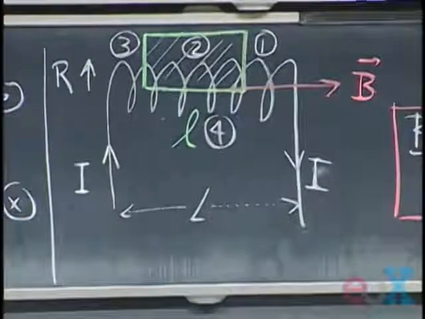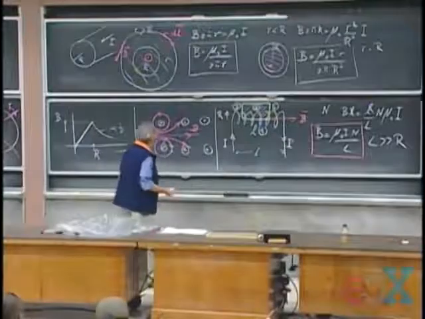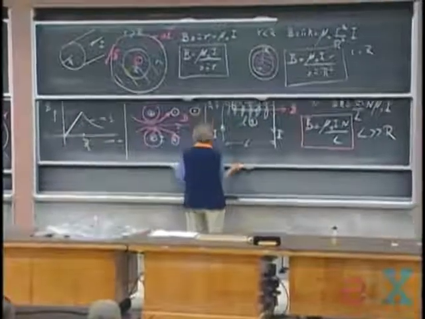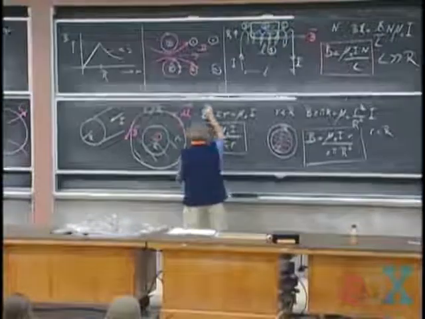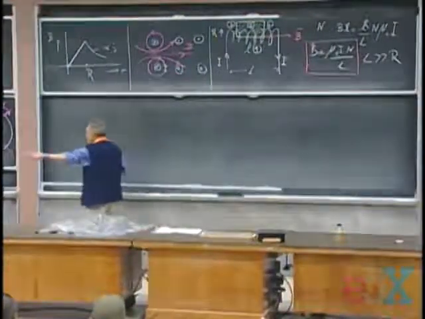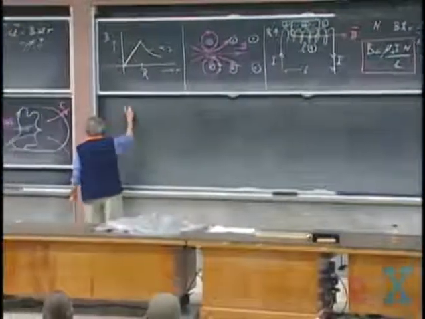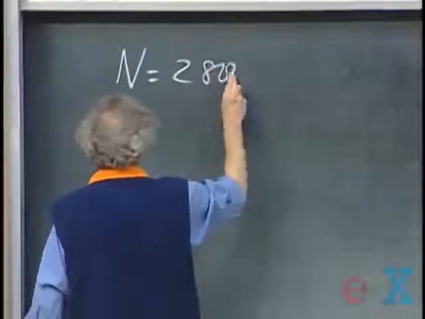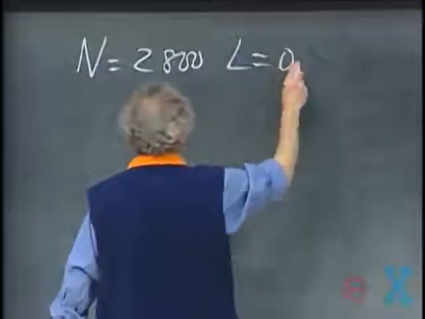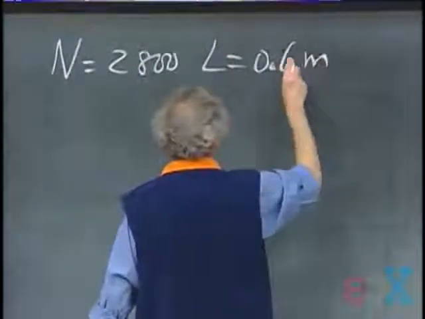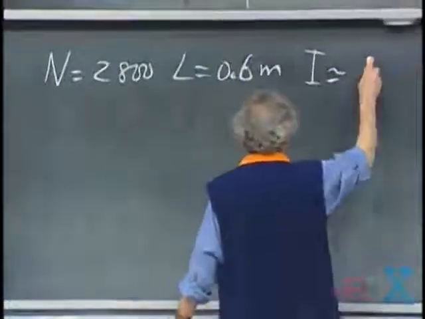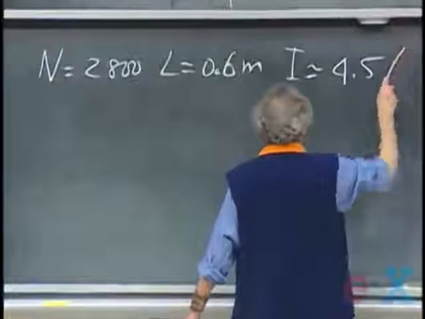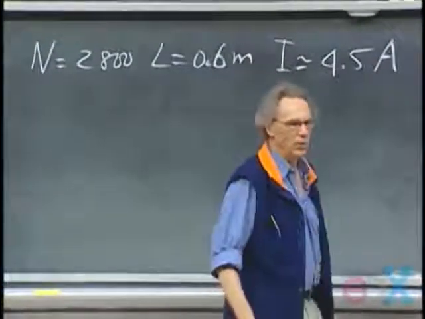I'll work out a numerical example which is aimed at a demonstration that comes shortly. We have here a solenoid whereby N is about 2800 and L is about 60 centimeters, that is 0.6 meters. And I'm going to run through there a current which I really don't know yet, but it's going to be close to 4.5 amperes. We will see when we do the demonstration.